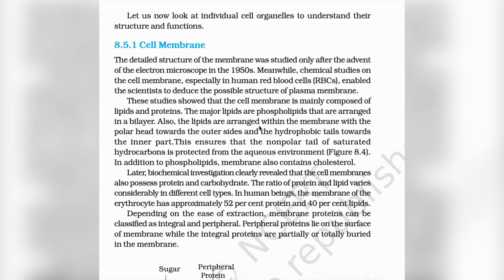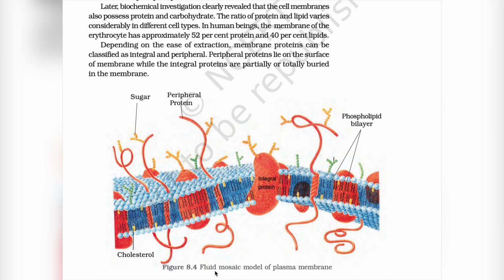Also, lipids are arranged within the membrane with the polar head towards the outer sides and the hydrophobic tails towards the inner part. This ensures that the non-polar tail of saturated hydrocarbons is protected from the aqueous environment, as can be seen in figure 8.4. In addition to phospholipids, the membrane also contains cholesterol. This is the figure 8.4, fluid mosaic model of plasma membrane.